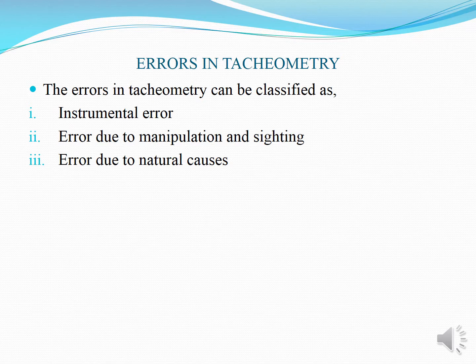The next point is errors in tachometry. The errors in tachometry can be classified as: first, instrumental error; next, error due to manipulation and sighting; and third, error due to natural causes. So these are the different types of errors which occur while measuring distances or while using the tachometer.